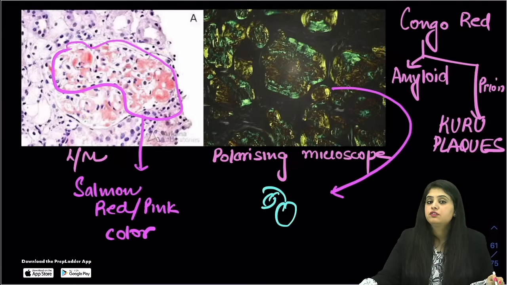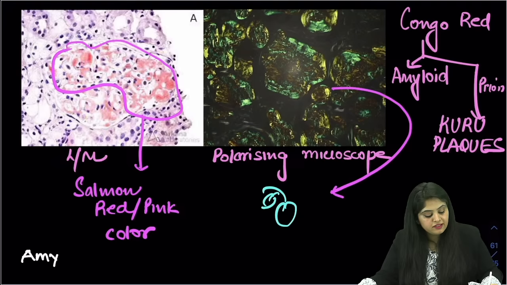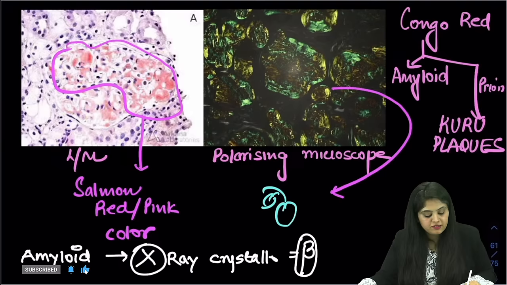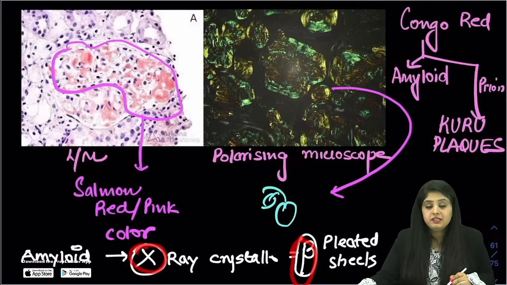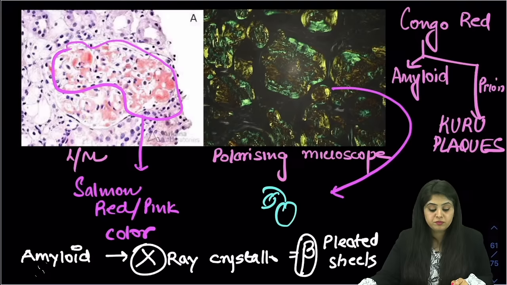Someone asked me X-ray crystallography. No, Congo red is not X-ray crystallography. You tell me, when you see amyloid on X-ray, so two more things you're asking me, right? Amyloid, when I see it on X-ray crystallography, see, you put the word X, so you will have to see a thing which has another alphabet. You see beta pleated sheets. So remember, when you use X-ray crystallography, you are going to see beta pleated configuration. Okay, you don't see this Congo red. Congo red is on polarizing microscope. Second, Congo red is useful for Kuru plaques, that is prion diseases.